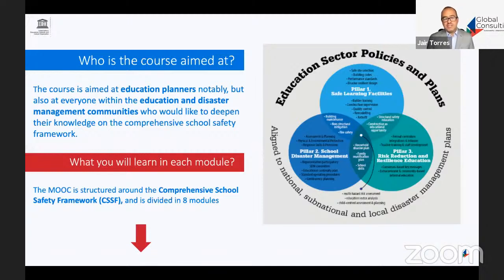So who is this course aimed at? Of course, this course is aimed at all educational planners, notably, but also at anyone within the education sector and the disaster management communities who would like to deepen their knowledge of the comprehensive school safety framework. As you're going to see in the slide, this is how the comprehensive school safety framework has been created. We're going to discuss how we arrived at this comprehensive framework, and how we integrate all the elements that, from different points of view, let us know what school safety is.